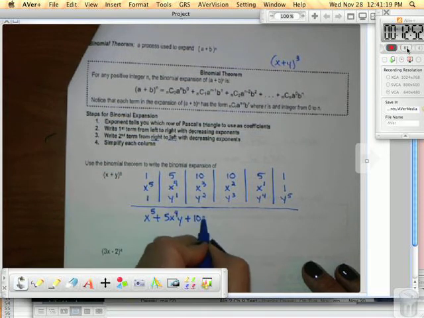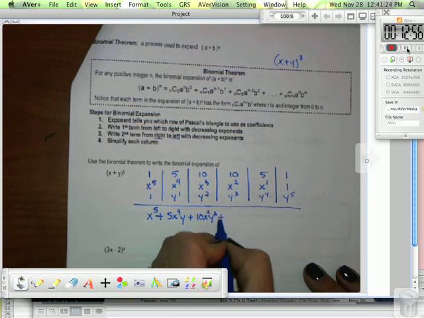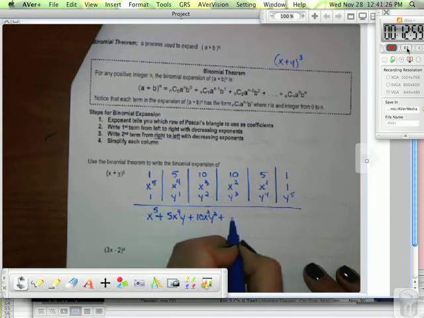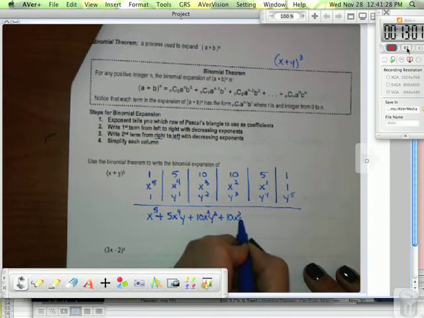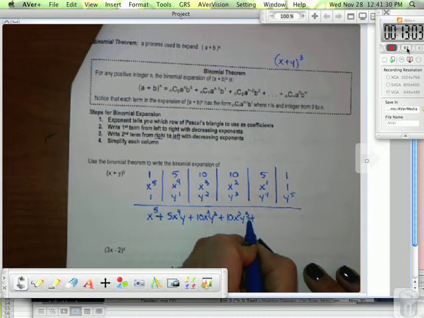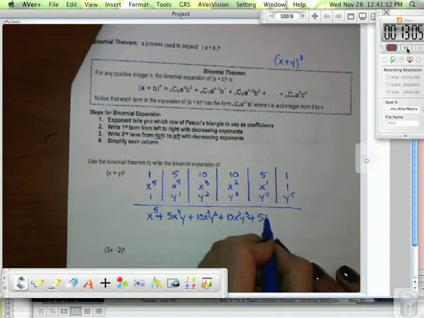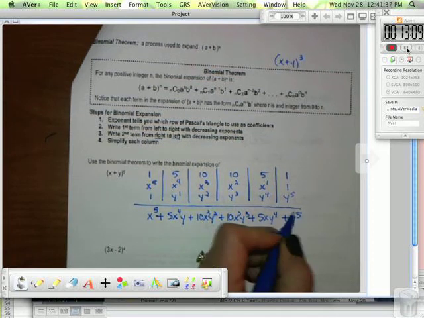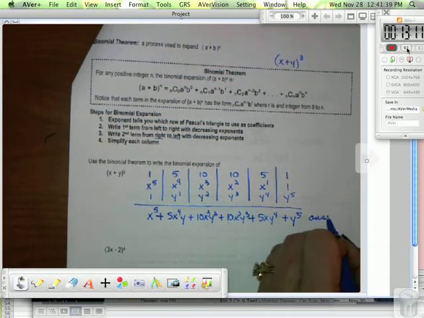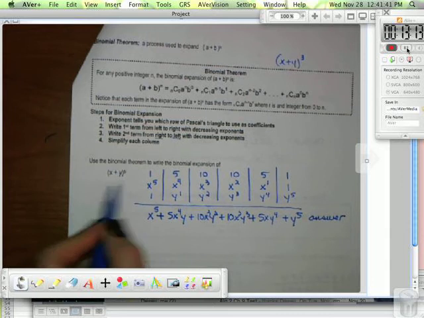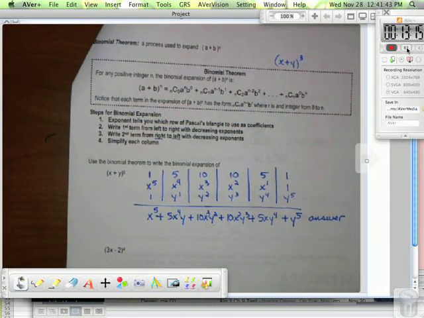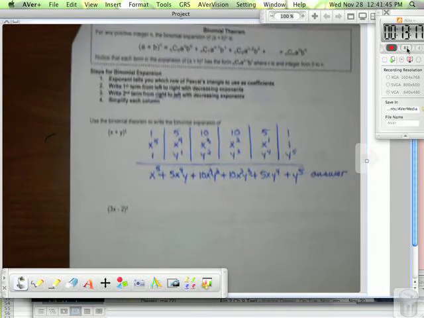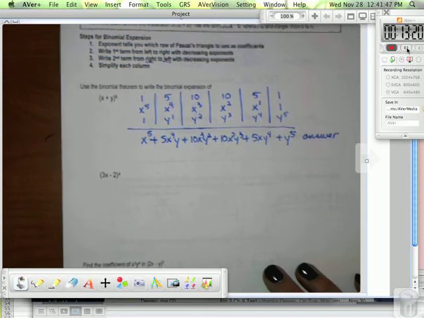Oh my goodness, it's starting to shape up to a polynomial. This is 10x squared y to the 3rd plus 5x y to the 4th plus y to the 5th. And would you look at that? That is your answer. You have expanded this and it would equal that. Pretty nifty, don't you think? Okay, let's try another one. This is a little bit more complicated, but it's not bad.